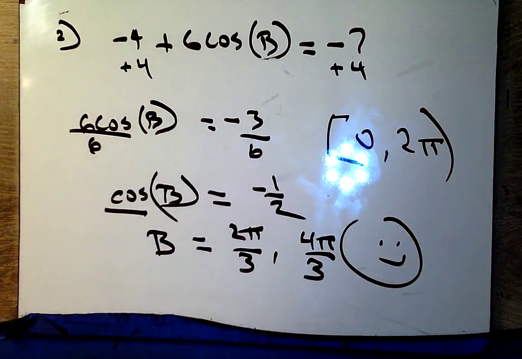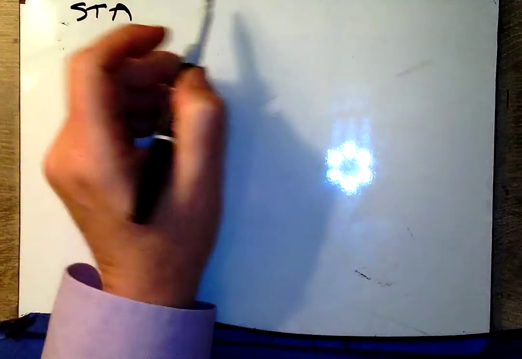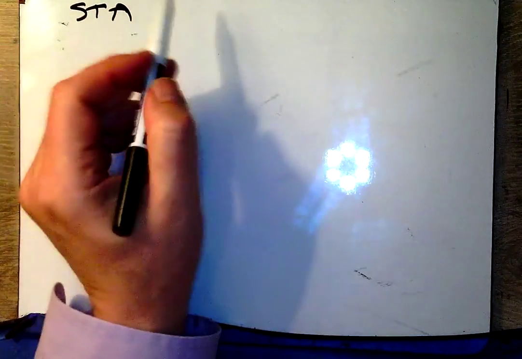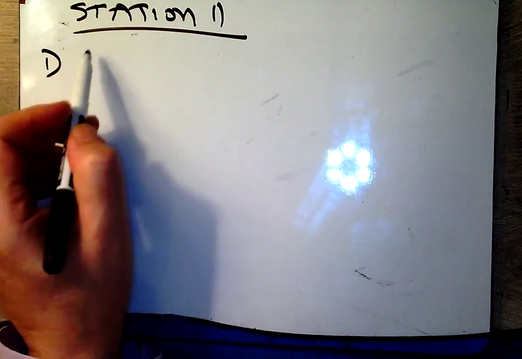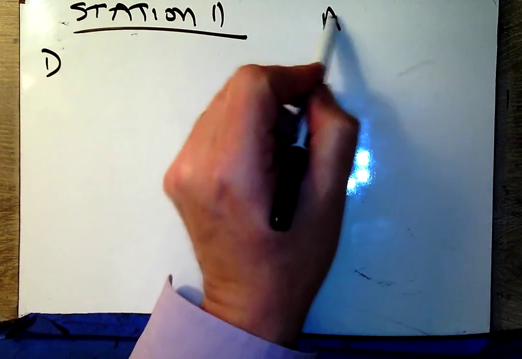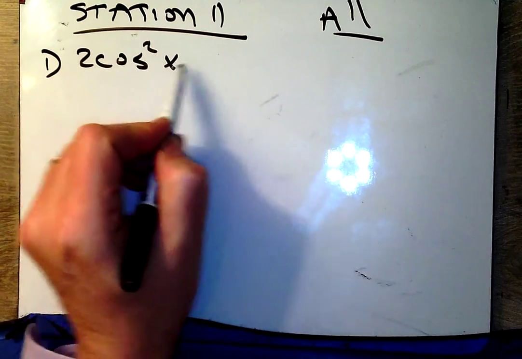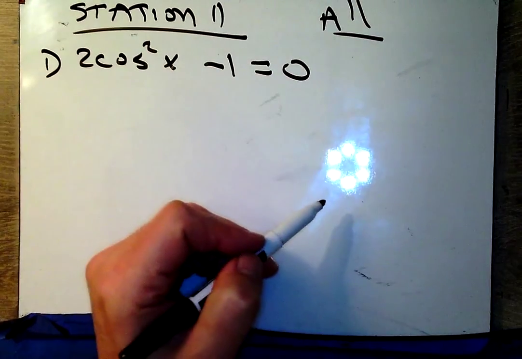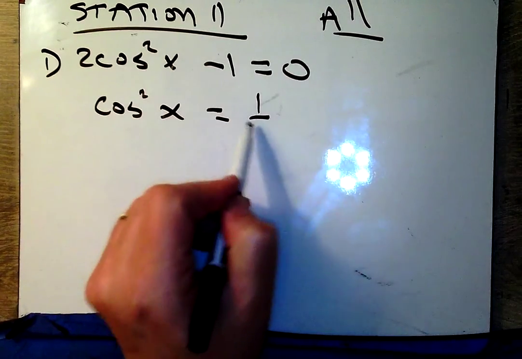So there's station 10. How about station 11? Station 11 is all solutions, and here we're given things that have a similar structure. Station 11. First problem says 2 cosine squared x minus 1 equals 0. All right, well, I'm going to do that solving and get to this place.